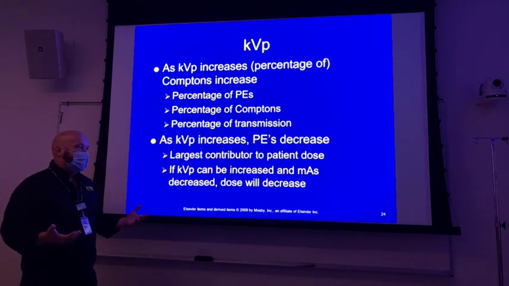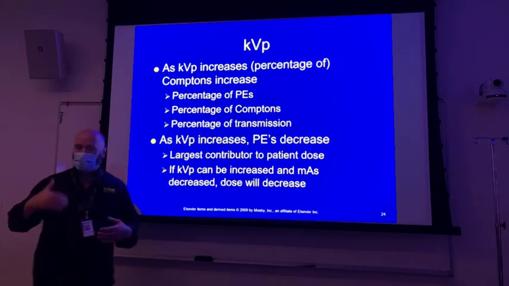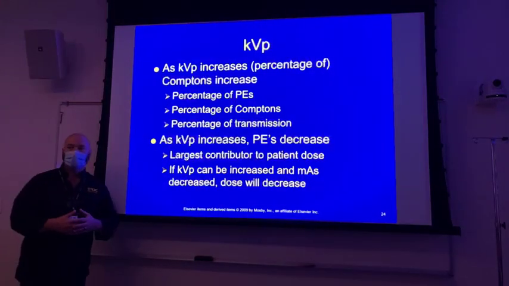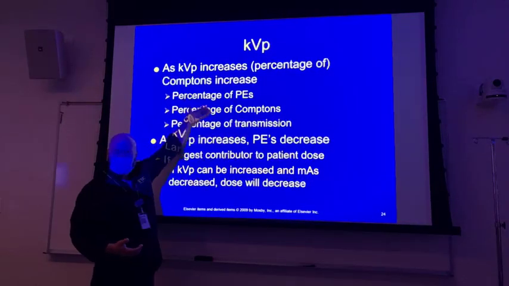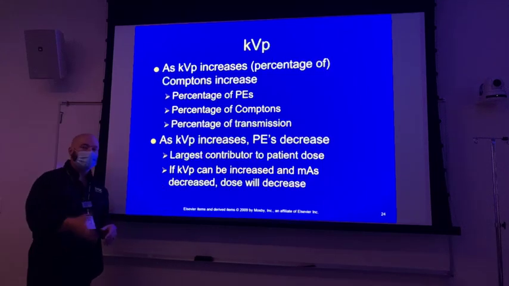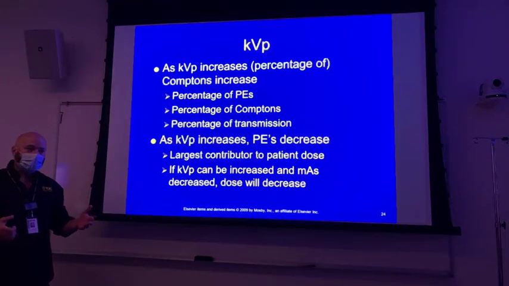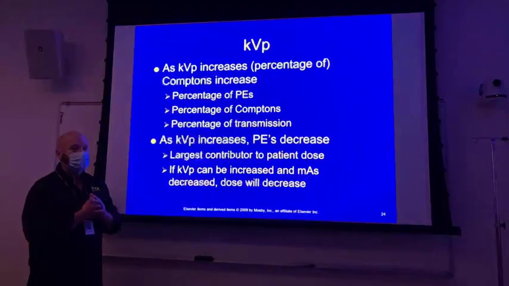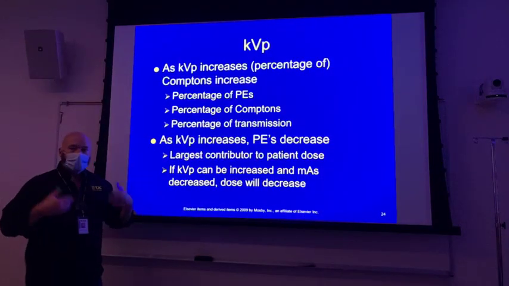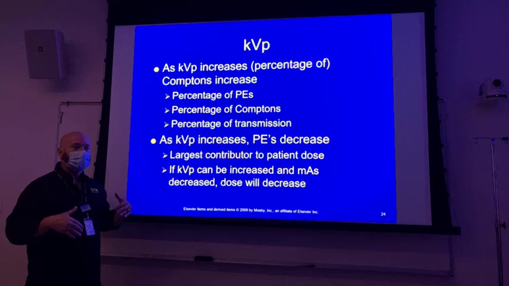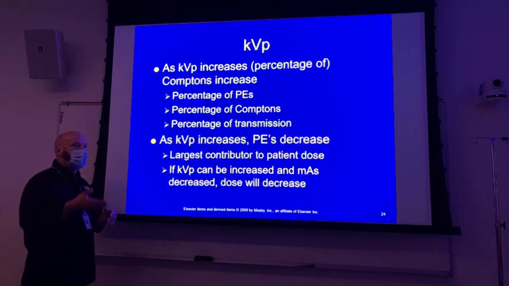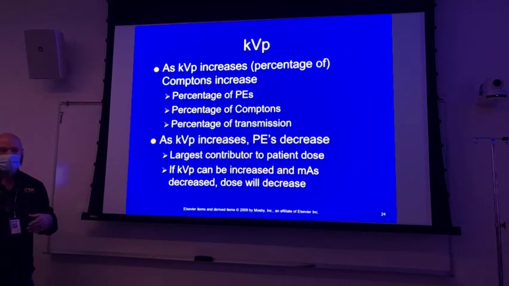Okay, so as kVp increases, PEs decrease, and that is the largest contributor to patient dose. So when we increase our kVp by 15% and reduce our mass by a factor of 2, now we can reduce the patient dose, right? Because as kVp increases, you get a higher percentage that penetrates through the patient. Remembering that photoelectrics don't penetrate through the patient, and they also give you the highest contributor to patient dose. So if we increase our kVp and reduce our mass, then a higher percentage of the photons that we create are going to penetrate through the patient, not deposit all that energy inside of the patient, and as a result, the patient dose goes down.